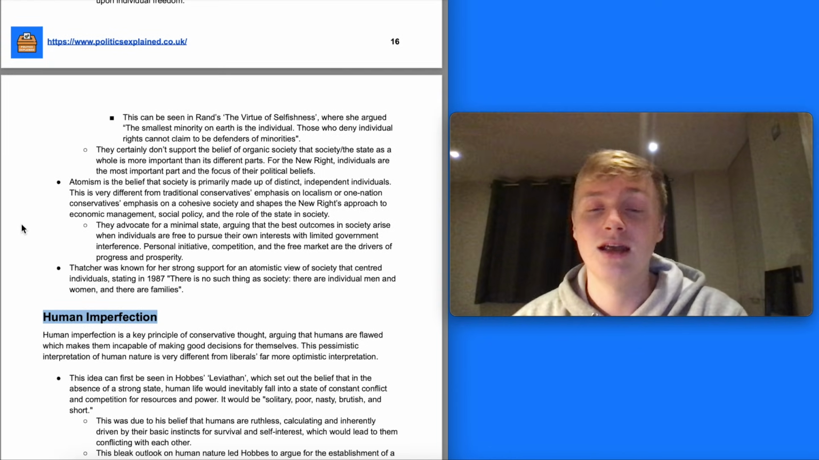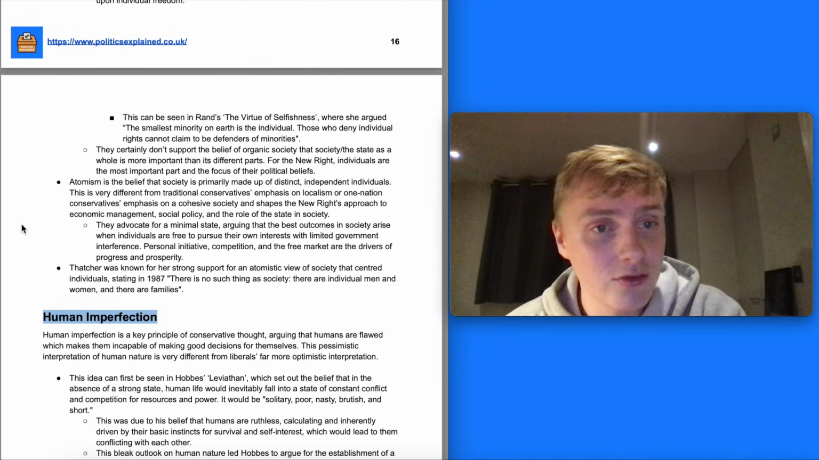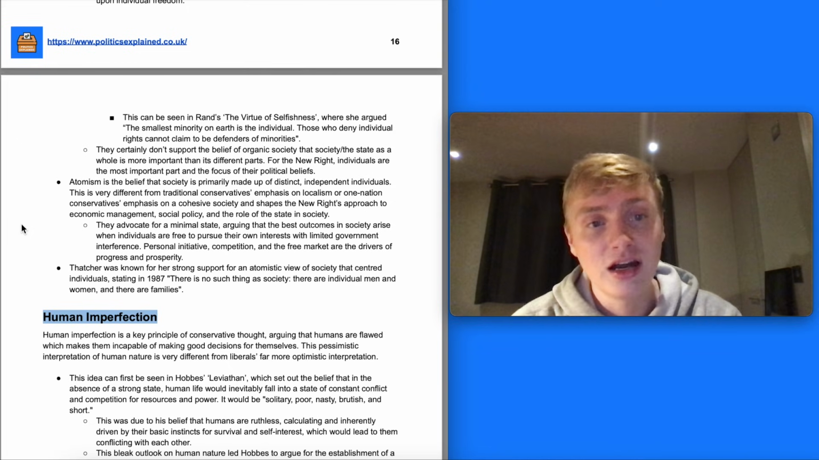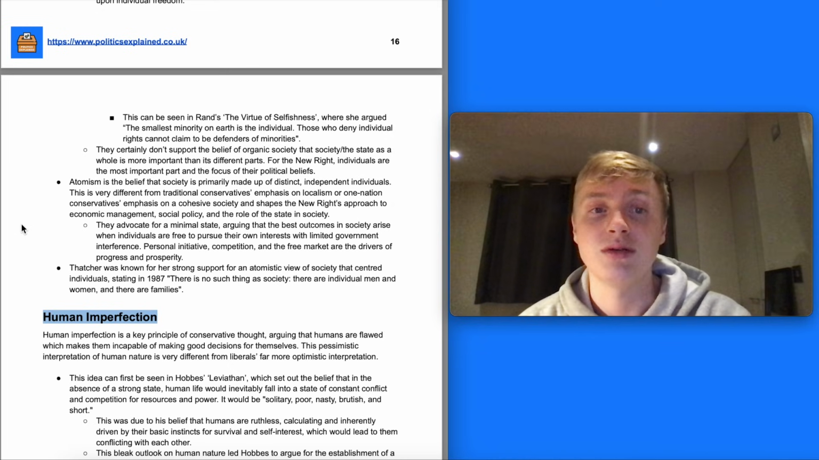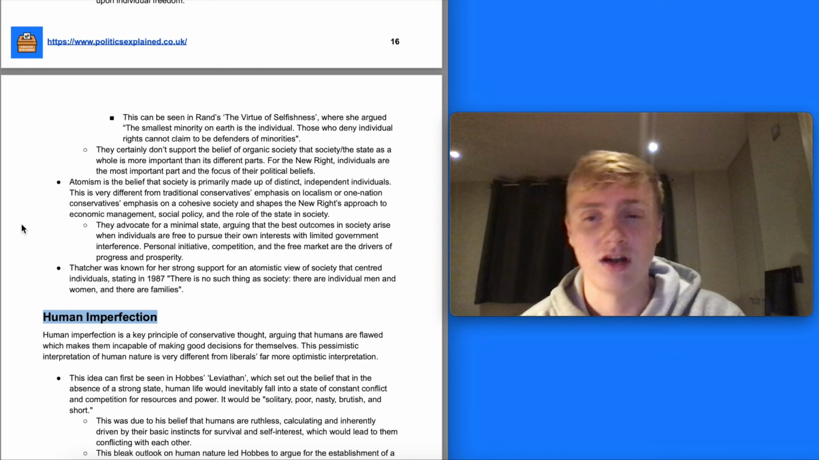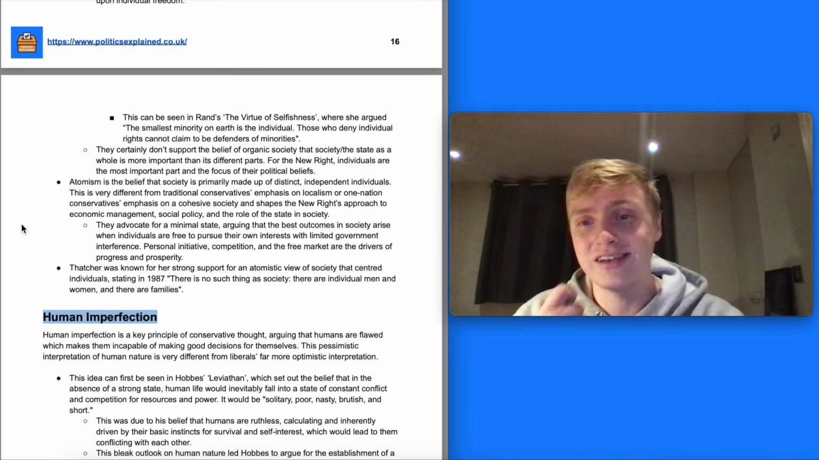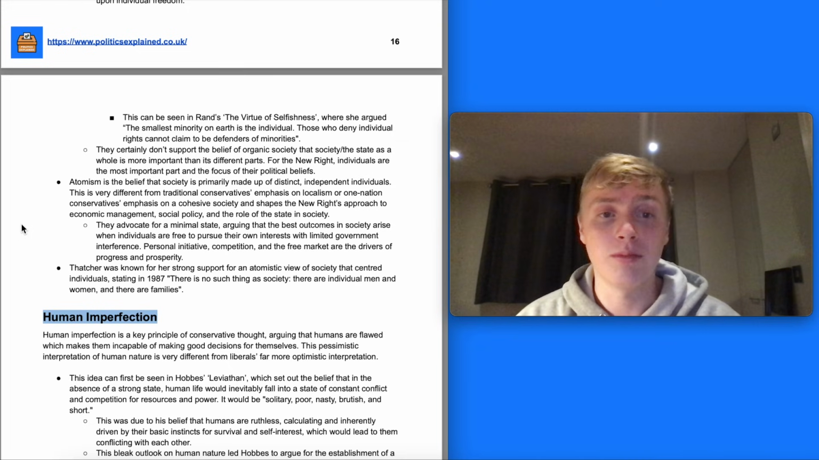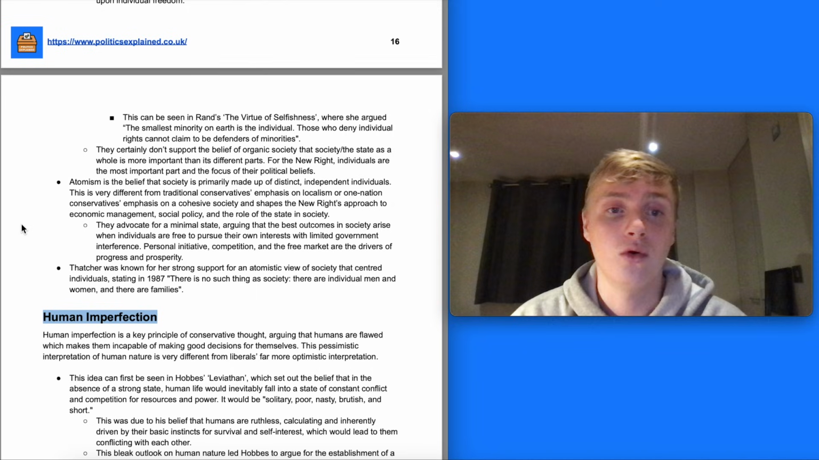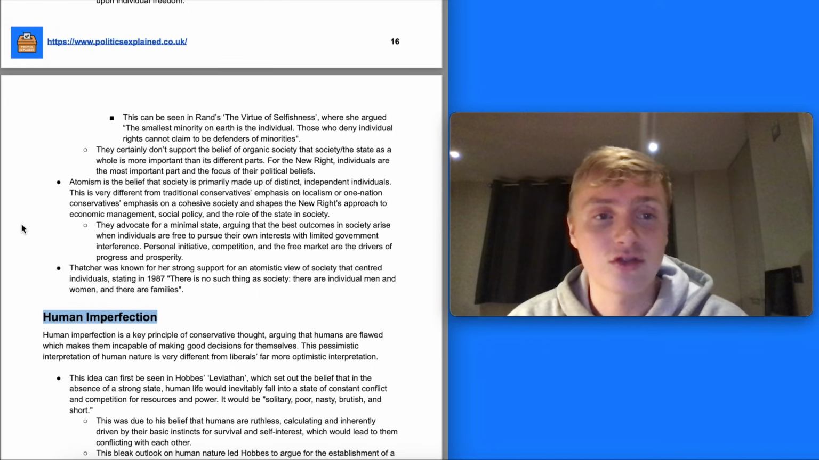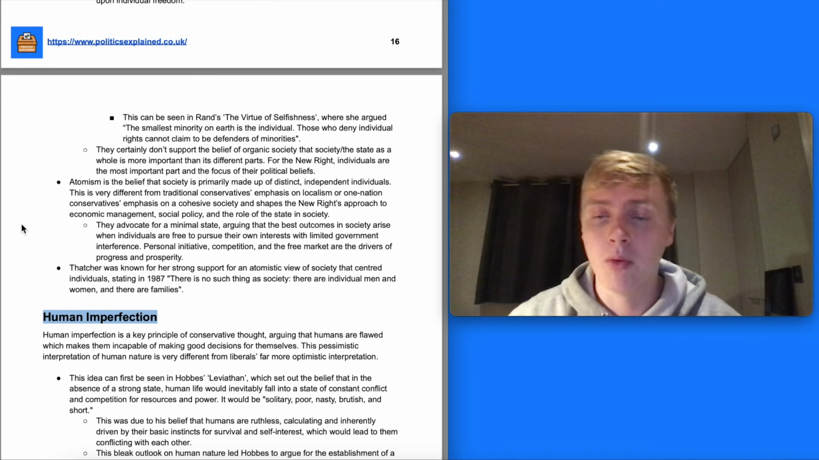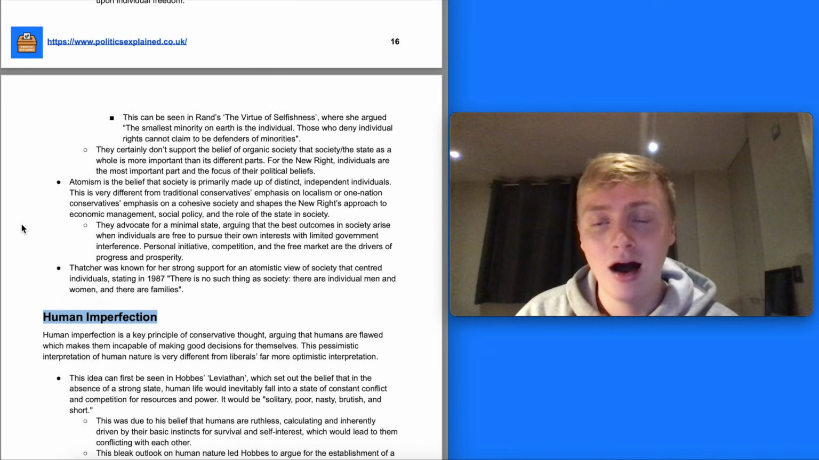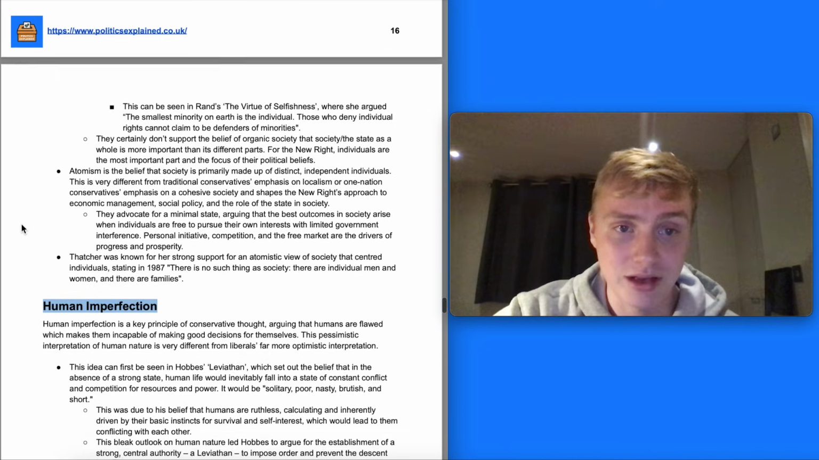And that can be seen in Rand's thought in The Virtue of Selfishness, where she argued the smallest minority on earth is the individual. Those who deny individual rights cannot claim to be defenders of minorities. As that really shows, this promotion of the individual is key to the new right. And they don't support the belief in organic society, that the society or state as a whole is more important than its different parts. For the new right, individuals are the most important part, and that drives all of their political beliefs.